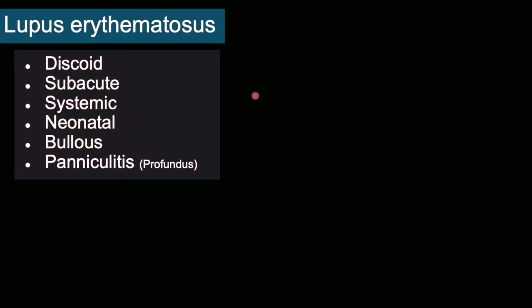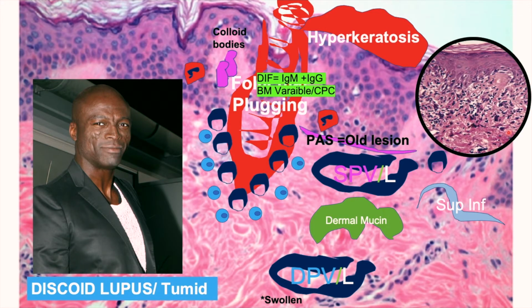So this is just an example of discoid lupus. Tumid lupus is much less severe than discoid lupus, and you will not see the lichenoid interface dermatitis that we see in other types of lichenoid reaction. You will not see the band-like interface dermatitis, but you still see superficial inflammation with some vacuolar changes at the base.